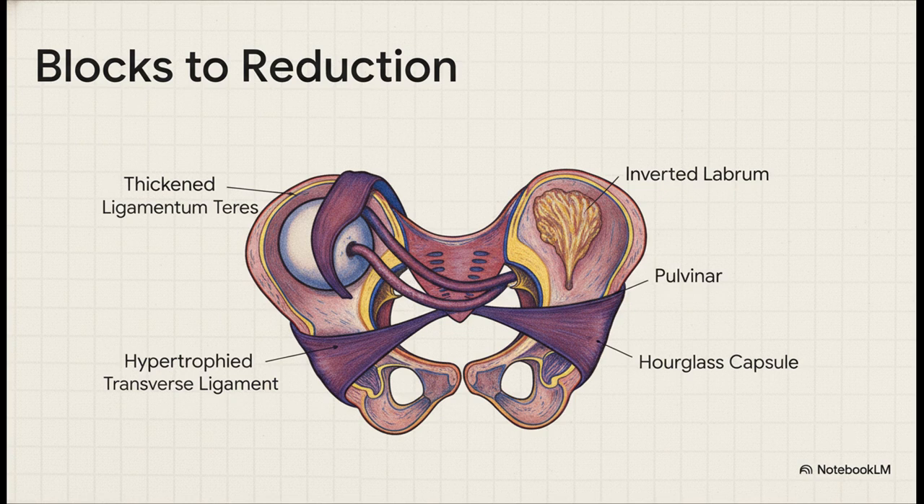These are the classic anatomical blocks to reduction. Sometimes the soft cartilage labrum gets flipped into the joint, or you could have a big, thick ligamentum teres in the way. Sometimes fatty tissue called a pulvinar fills up the socket, and the iliopsoas tendon can even create this hourglass-like squeeze on the capsule, pushing the hip out. Knowing these potential blockers is key to understanding why you have to move to the next step.